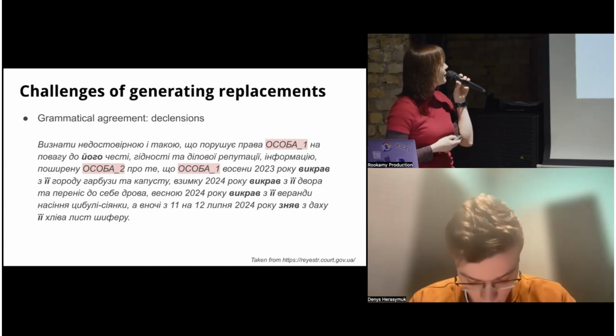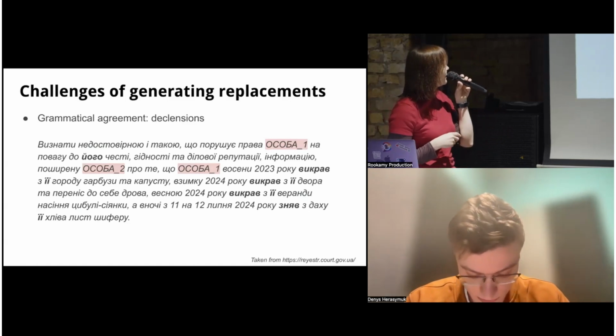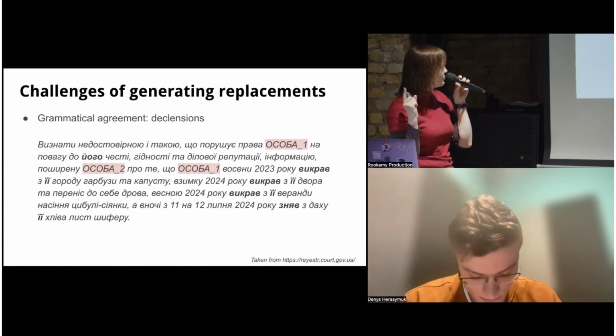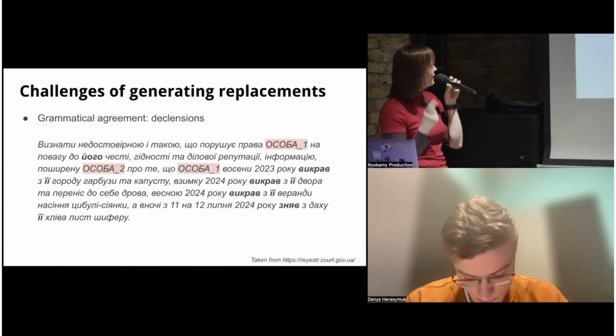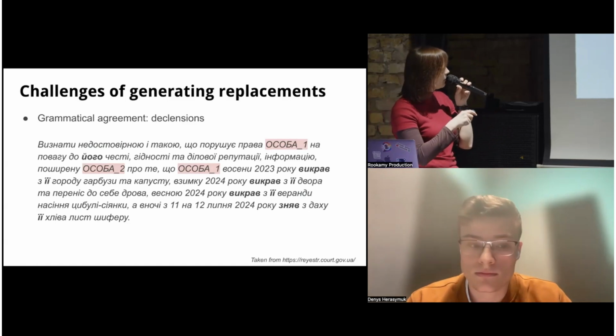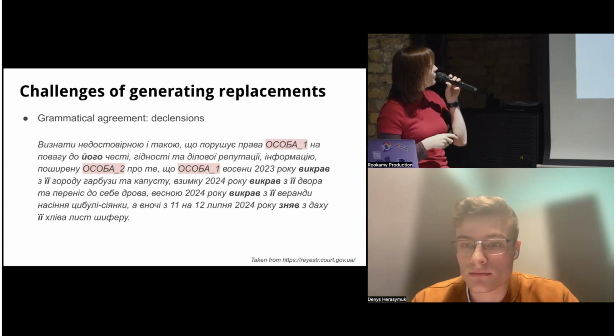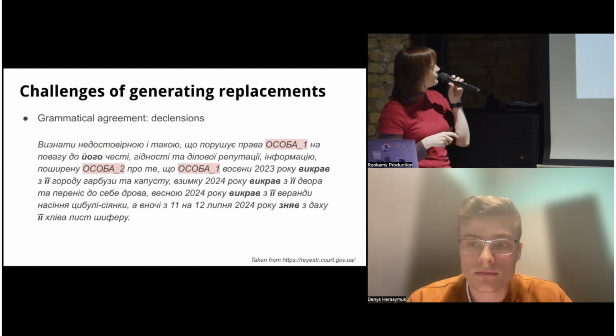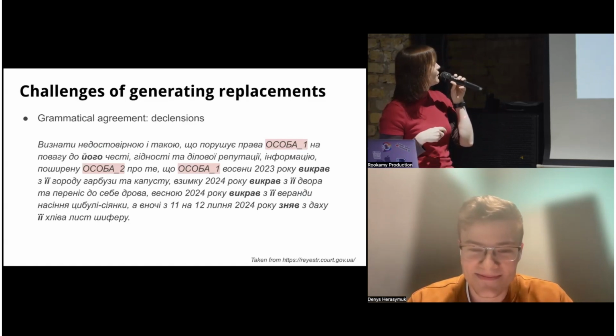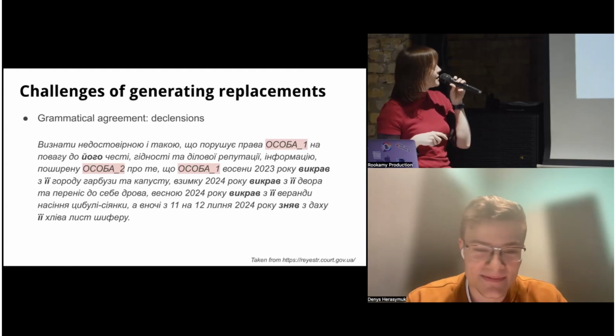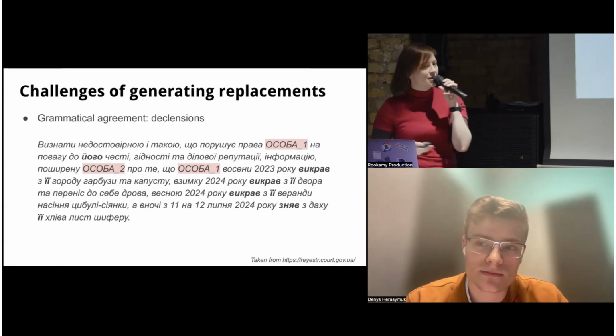Then the Ukrainian language also has declensions, which means you have to decline the first names and last names and patronymics. So here, for example, this one says, "визнати недостовірною і такою, що порушує права особа 1 на повагу до його честі та гідності. We also have gender markers here. Та ділової репутації інформацію поширеною особа 2 про те, що особа 1 восени викрав з її городу гарбузи та капусту, взимку викрав з її двора та переніс до себе дрова, весною викрав з її веранди насіння цибулі сіянки, а вночі зняв з даху з її хліва лист шиферу."